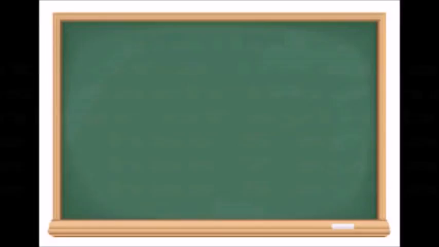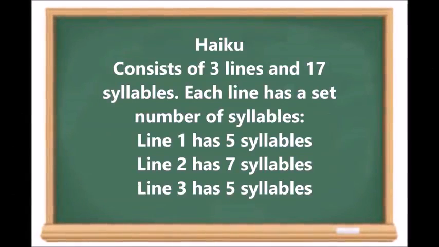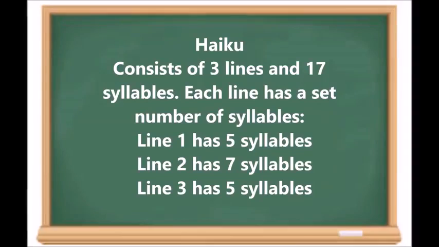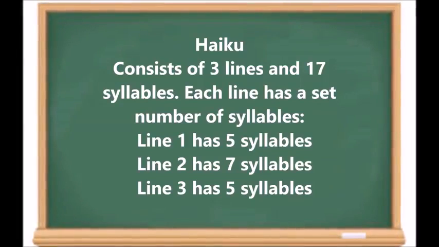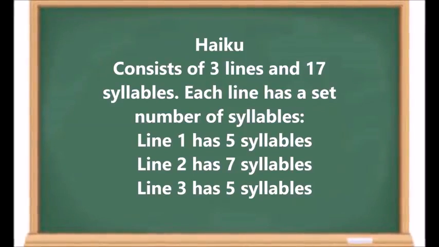Now, a haiku poem is a type of poetry that can be written on many themes, from love to nature. Now, what is the structure of a haiku poem? Haiku consists of 3 lines and 17 syllables. Each line has a set number. Line 1 has 5 syllables. Line 2 has 7 syllables. And line 3 has, again, 5 syllables.